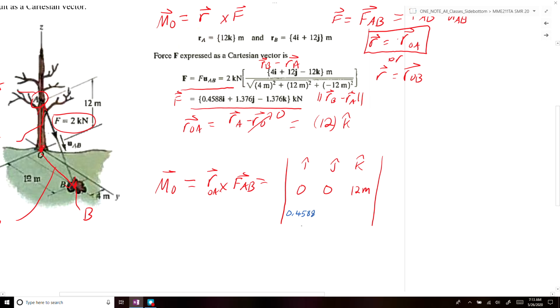0.4588 kilonewtons in X, we would get 1.376 kilonewtons in Y, and we get minus 1.376 kilonewtons in k. So the first thing we'll do is copy our first two columns of our matrix over here.